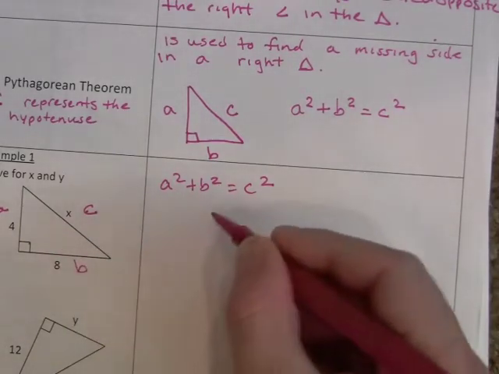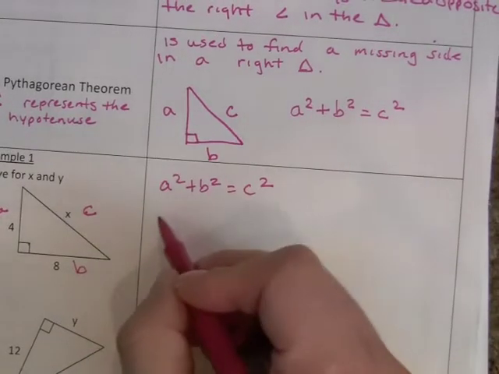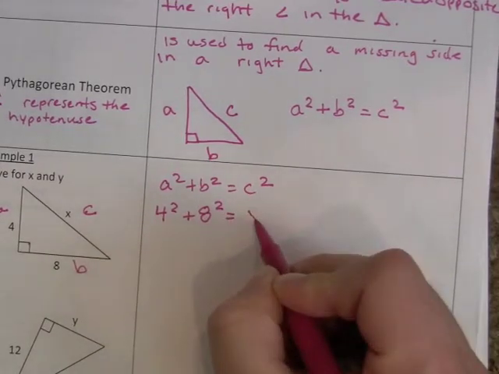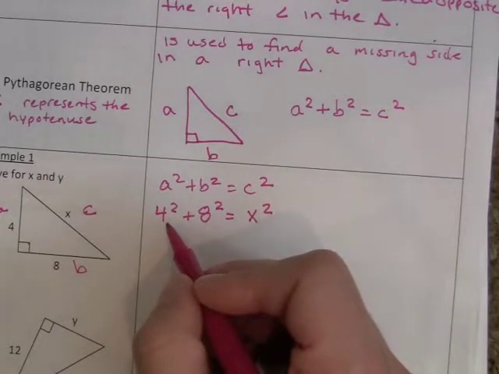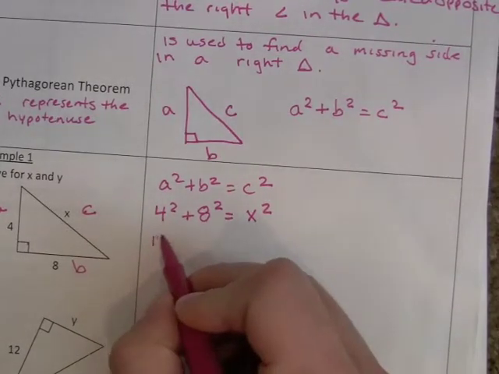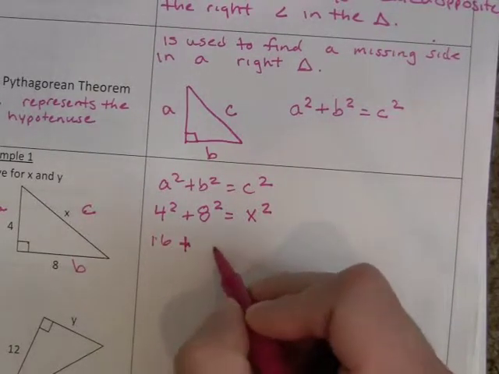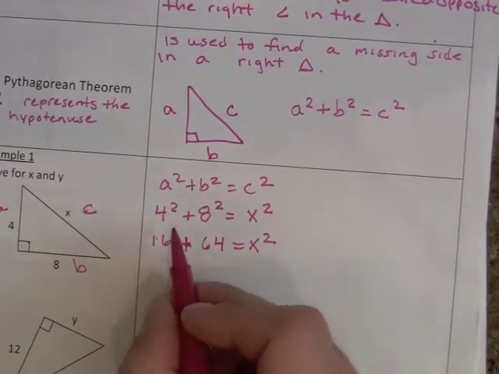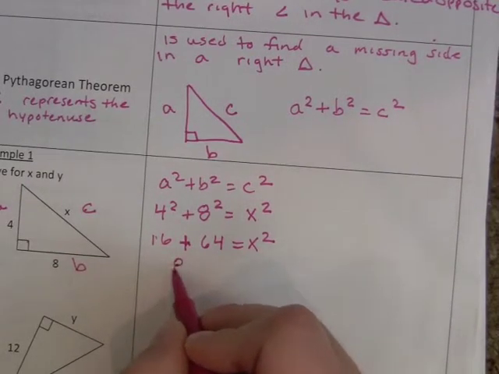And then I'm going to put it into my equation, a squared plus b squared equals c squared. So I have 4 squared plus 8 squared equals x squared. Now remember, squaring a number means to multiply it by itself. So 4 squared means 4 times 4, which is 16. 8 squared is 8 times 8, which is 64. After you square those numbers, you need to add them together. 16 plus 64 is 80.